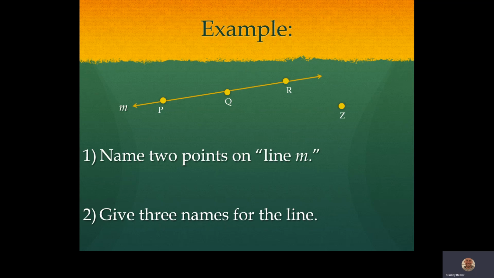Okay, so let's go back to these examples. Number 1 says name 2 points on line M. Well, we know there's infinitely many points on that line. They want you to name 2 of them. How do you name a point? Use one letter. So pick one location from that line, like point R. That's an answer. Now they wanted 2 of them, so pick another one. Maybe pick point P.